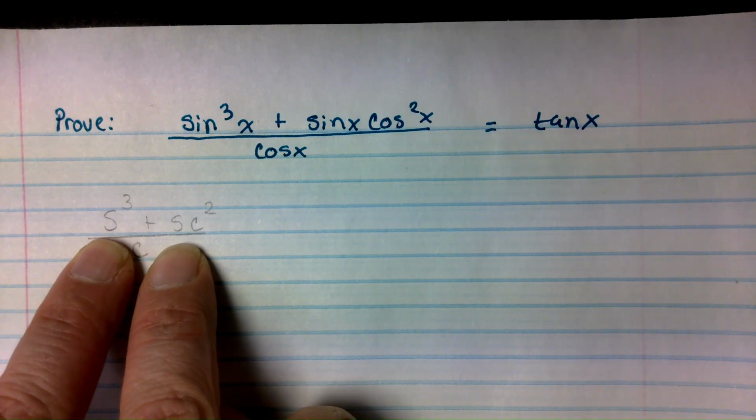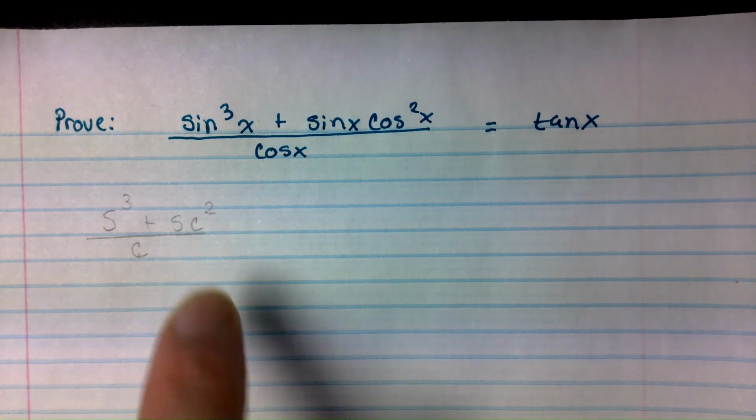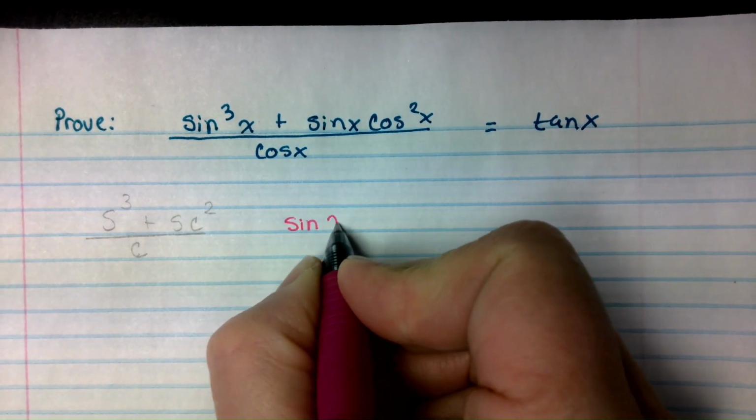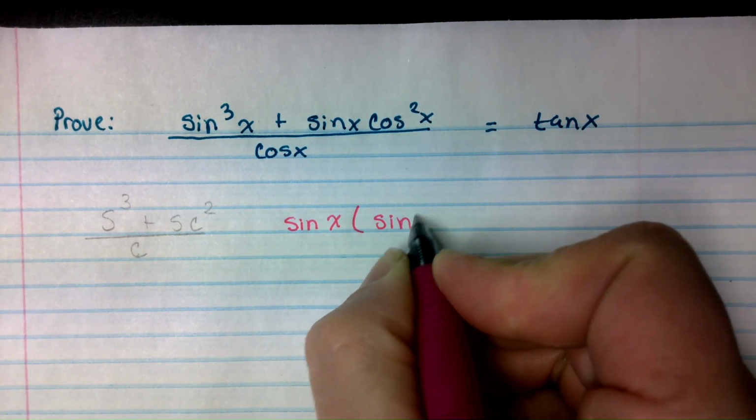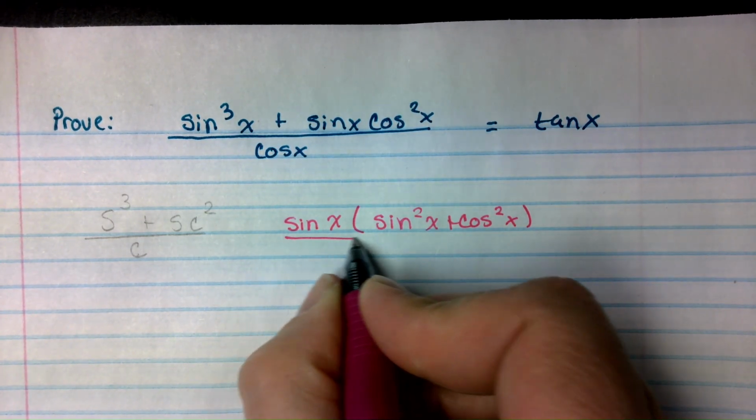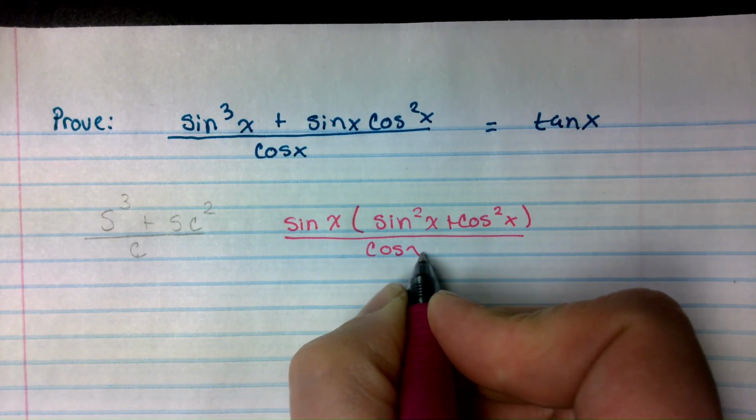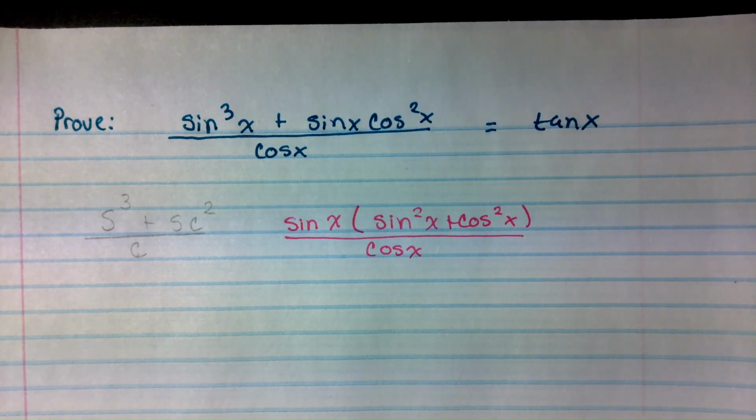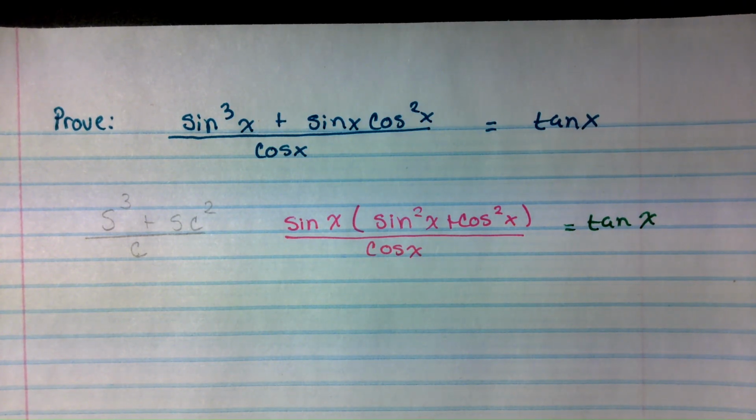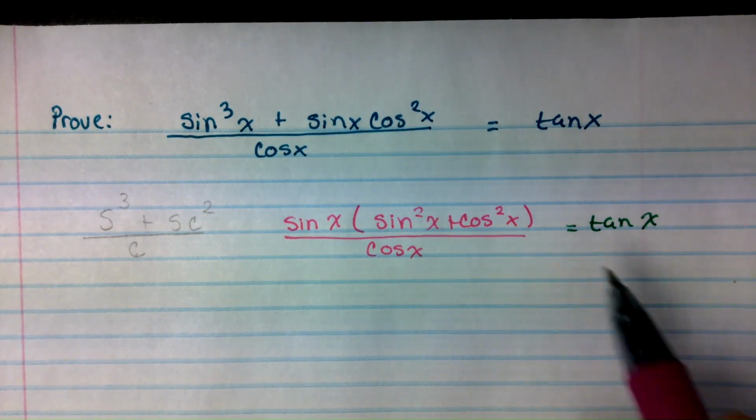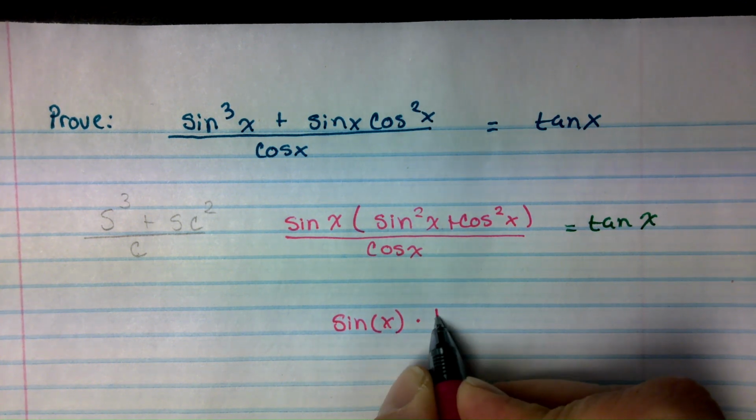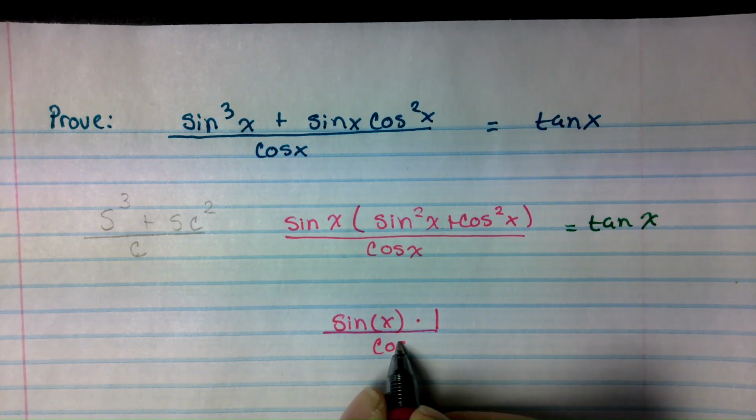And factoring is a great way to work on this. Because they both have an s or a sine, I'm going to factor that out. So if I factor out a single sine, that would leave me with sine squared of x plus cosine squared of x divided by cosine of x. And if you recall, and we're still trying to prove that that does equal tangent of x, recall that sine squared of x plus cosine squared of x is a Pythagorean identity. So that really gives us sine of x times 1 divided by cosine of x.